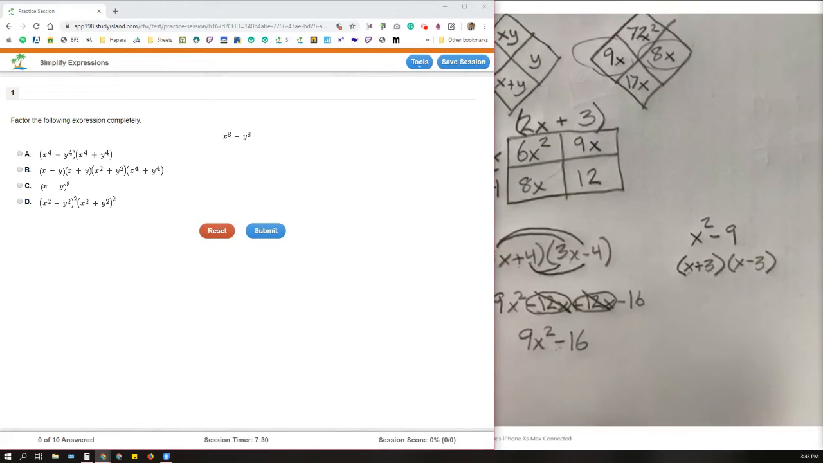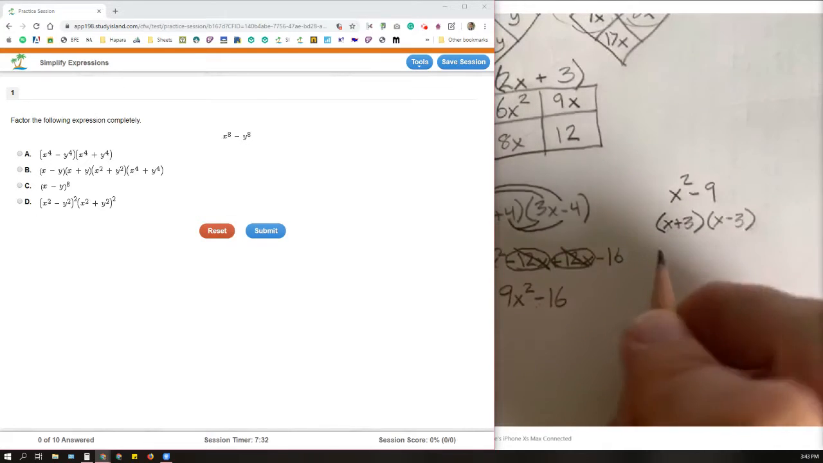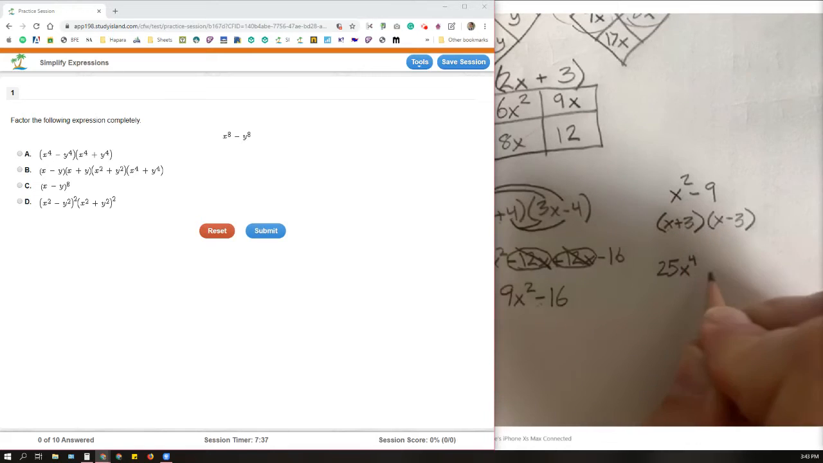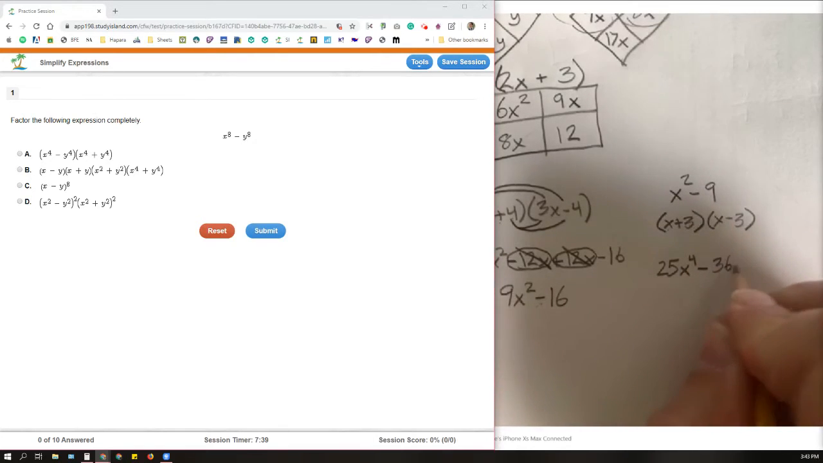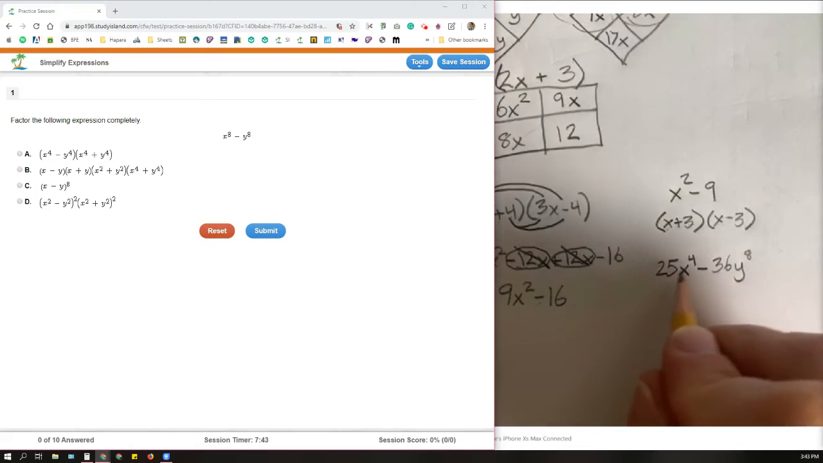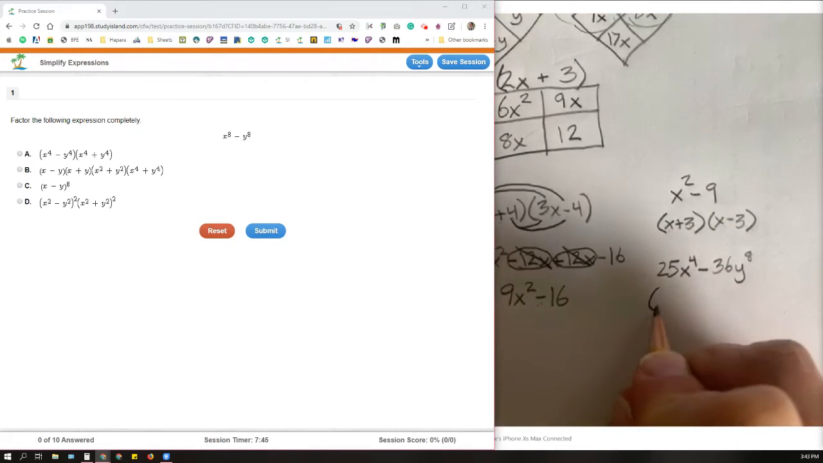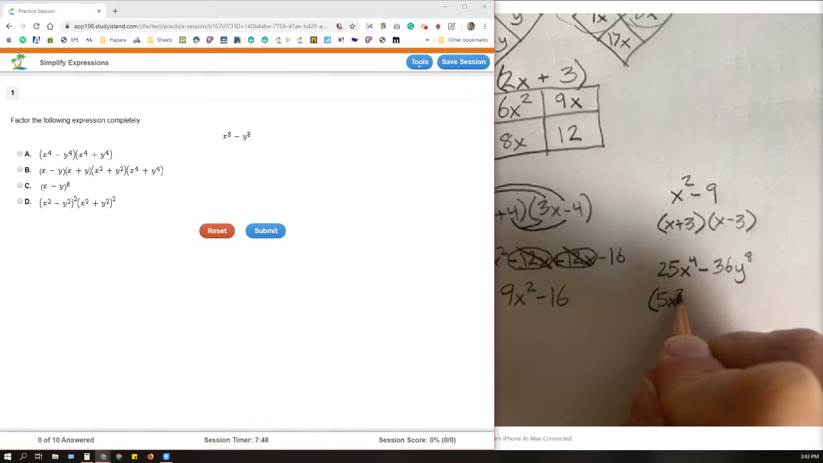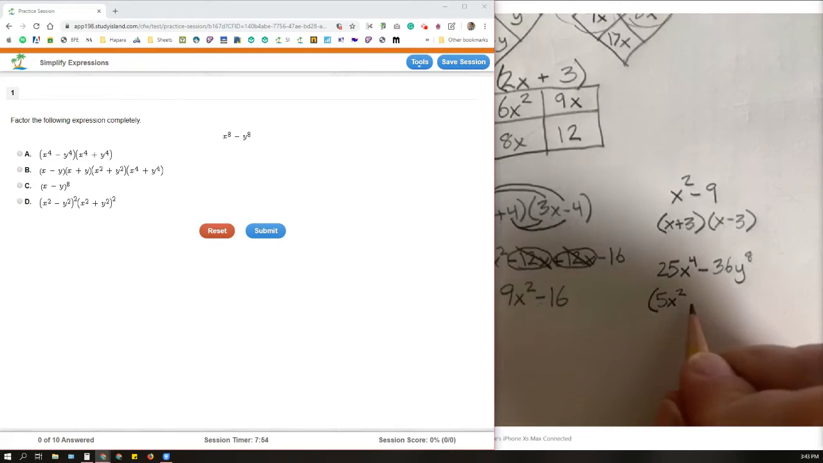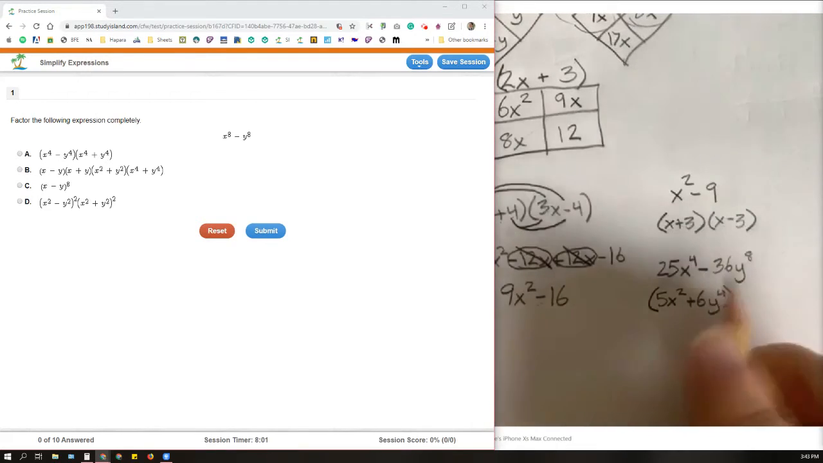We could do that with any two perfect squares. Let's say I had 25x to the 4th minus 36y to the 8th. Well, both of these are perfect squares. 25x to the 4th is actually 5x squared times itself, because 5 times 5 is 25. And x squared times x squared is x to the 4th. And then 36y to the 8th would be 6y to the 4th if you took the square root of it.